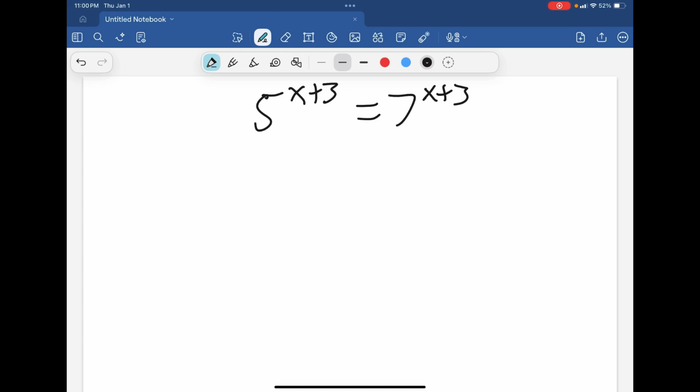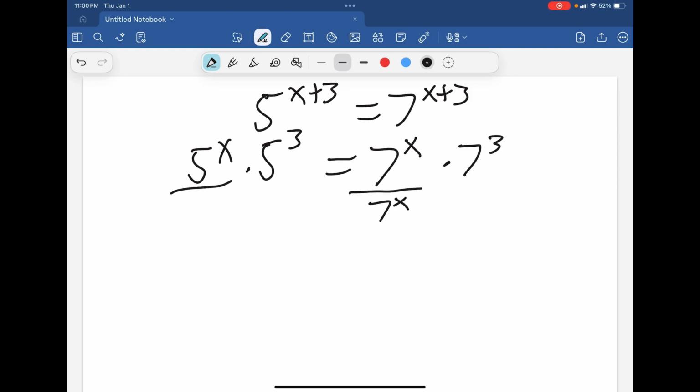So first of all, whenever you see addition in the exponent, you know that we could actually expand this to turn into 5 to the x times 5 to the power of 3. And again, same thing on this side. Whenever you see addition in the exponent or the power, that means that this can be broken up into 7 to the x times 7 to the power of 3. And then from here, we want to get every term with the same power or the same exponent on each side. So from here on the right side, we're going to divide by 7 to the x on both sides.